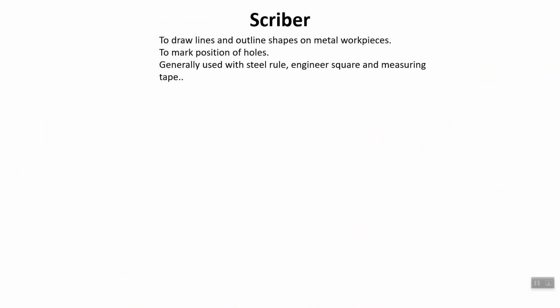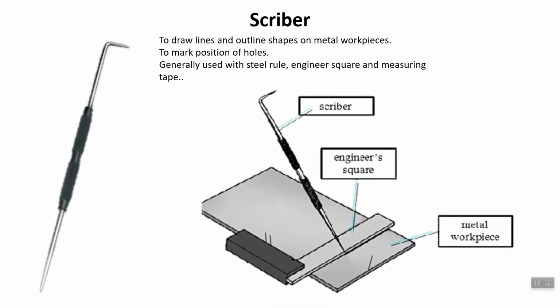Then on metals, we won't be using pencils. We'll be using a scriber, to draw lines and outlines. So this is a scriber, used to draw lines and outline shapes on metal workpieces. This is not used on wood, but only on metals. To mark out the position of holes, it is generally used with a steel rule, engineer square, and measuring tape.